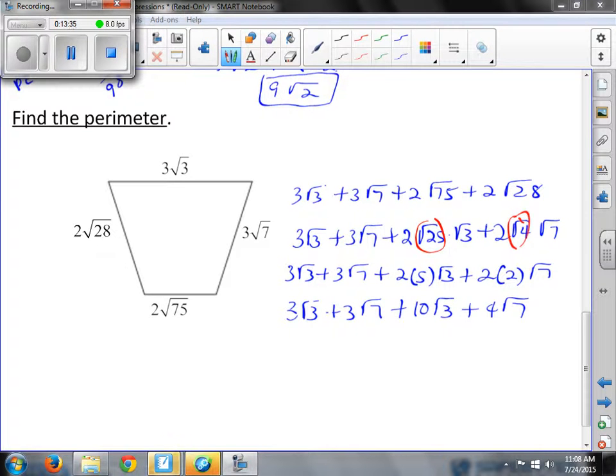Adding the like parts, I'll add the square roots of 3 together, which would give me 13 square roots of 3, and then I'll add the square roots of 7 together, which would give me 7 square roots of 7.